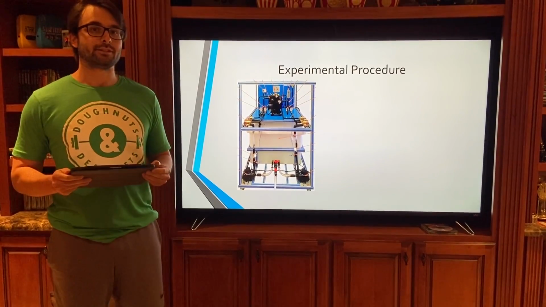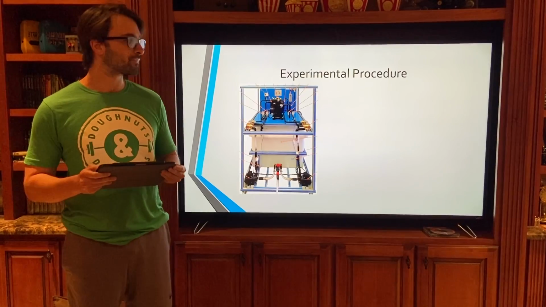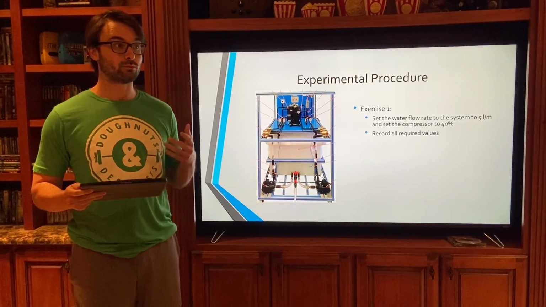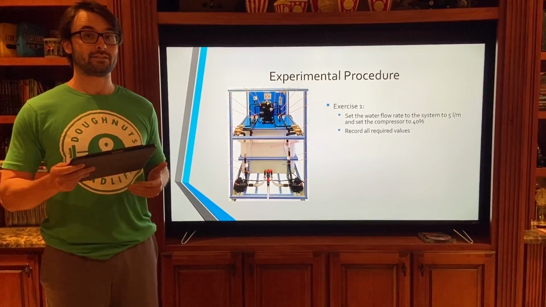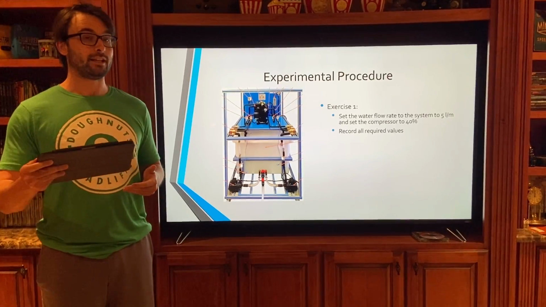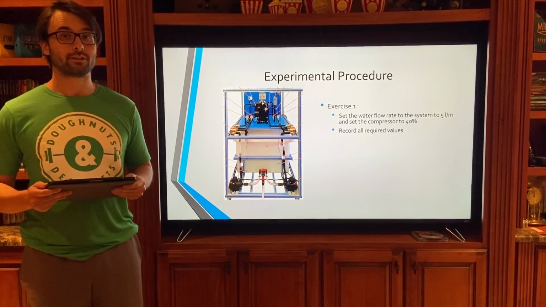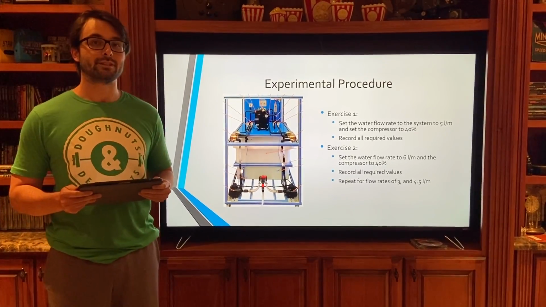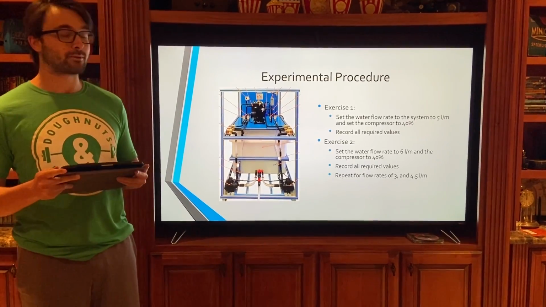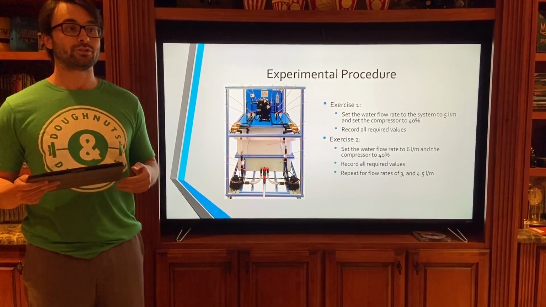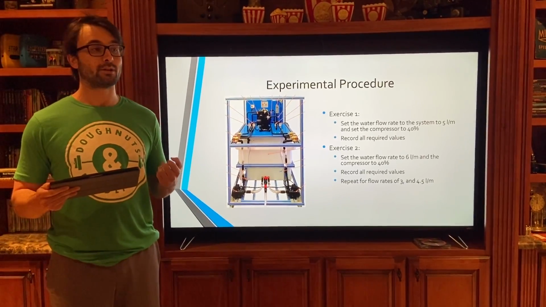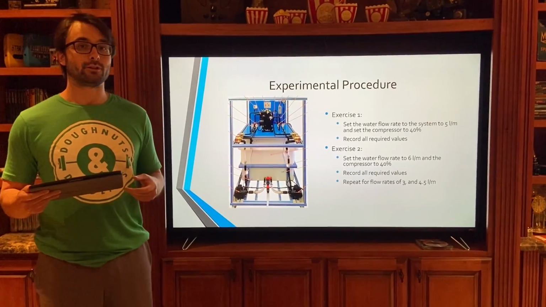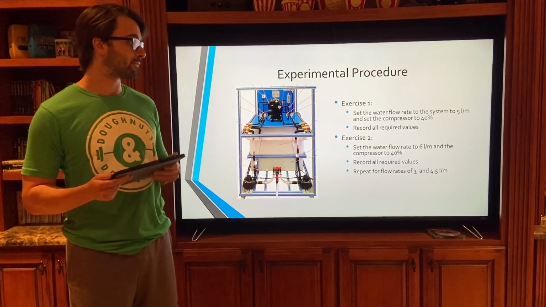So I'm going to quickly go over the experimental procedure. For exercise 1, we had to do it at 5 liters per minute, where we took the values of the hot temperature of the water and the cold temperature of the water, as well as the work input to the compressor. For exercise 2, we set it to 6 liters per minute and the compressor at 40%. And we took the values for pressure and temperature at all 4 states across the refrigerant. We repeated this for flow rates of 3 and 4.5 liters per minute.